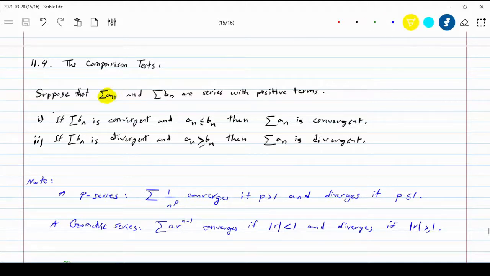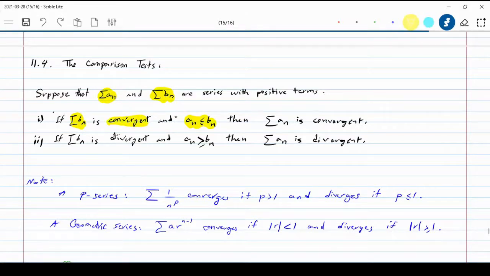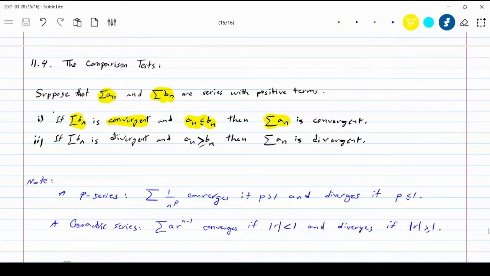Let's assume that we have two series, a_n and b_n, from 1 to infinity, or we start from 2, 3, whatever. Let's say we have these two series, and they both have positive terms. If b_n is a convergent series, and we know a_n is always less than or equal to b_n, so a_n is bounded by the b_n's, then the sum of a_n's must be less than the sum of b_n's.